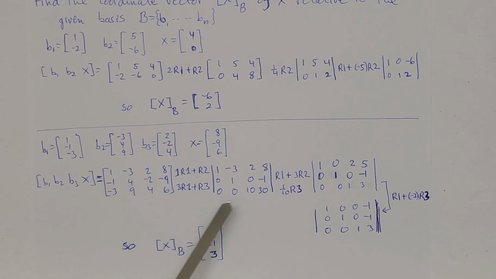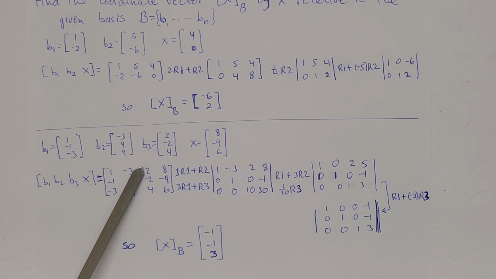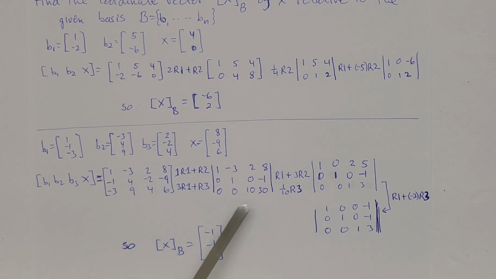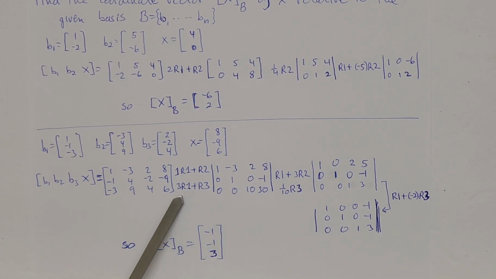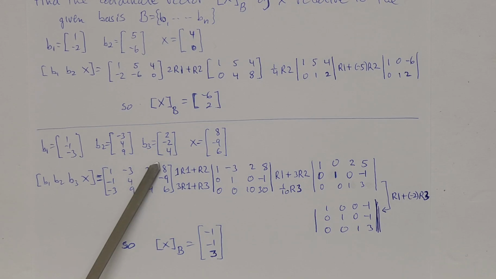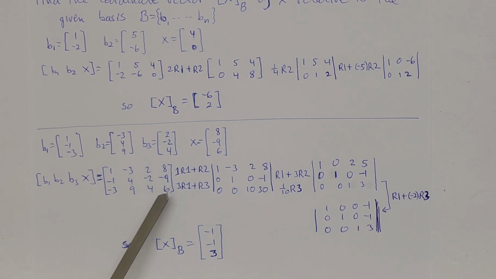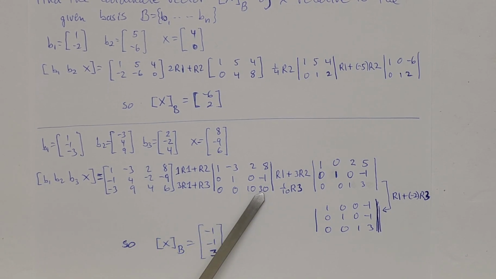9 plus 9 gives me this 0. 3 times 2 will give me 6. 6 plus 4 gives me this 10. And then 3 times 8 will be 24. 24 plus 6 gives me this 30.